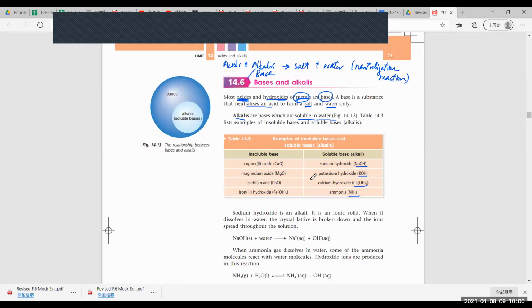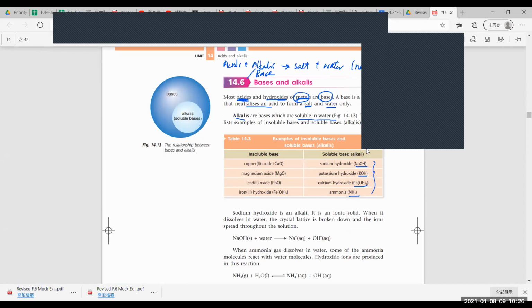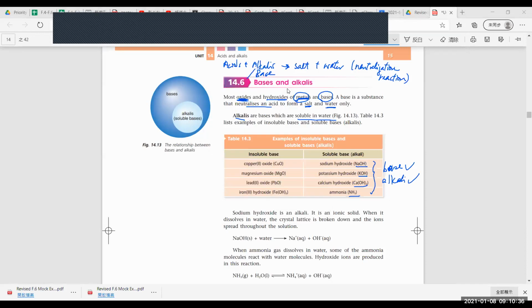Now, water soluble bases are like this. The other oxides, which we define as copper(II) oxide, magnesium oxide, lead(II) oxide, iron(III) hydroxide, etc., are said to be insoluble, so we cannot describe them as alkalis. What is the hidden message? How about the one on the right hand side? Can we call them a base? The answer is yes. Base, yes. Alkali, yes. Is that clear? How about this? If you want to call it a base, yes. Alkali, no, because it is not water soluble. Do you understand?